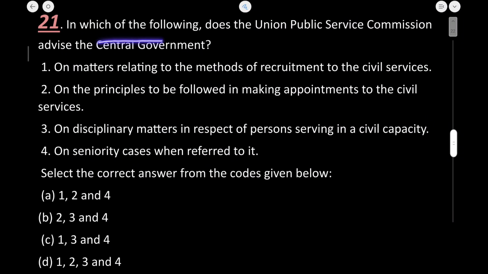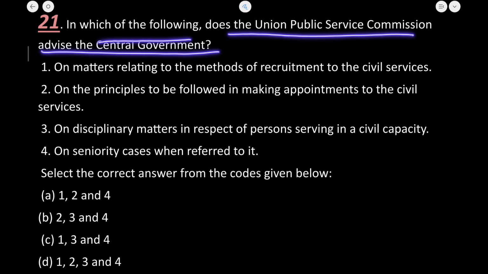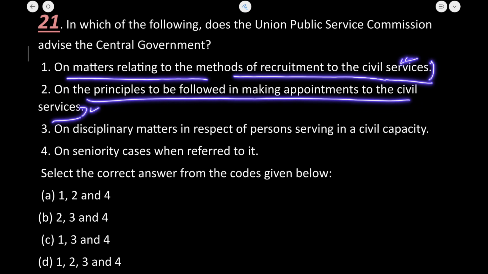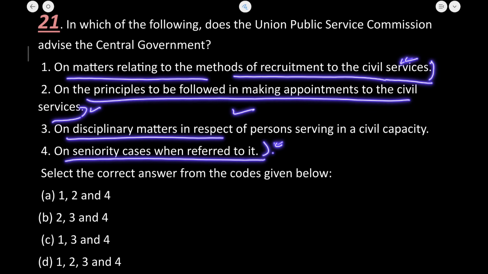In which of the following does the UPSC advise the central government? On matters relating to the method of recruitment of the civil services? Yes, absolutely correct. Principles to be followed in making appointments? Yes. Disciplinary matters? Yes. On seniority when referred? Yes. Although it is to be noted that the recommendations that are made are only advisory and not binding.